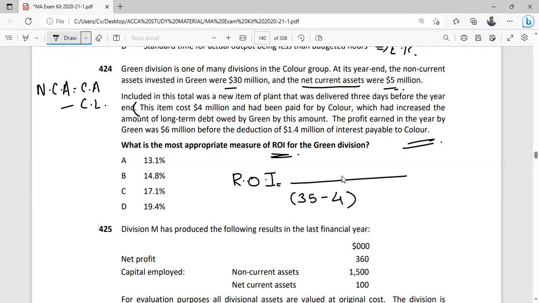And what is our profit? Profit before interest and tax is what? We have a profit of $6 million. So the 6 million is divided by 31 million into 100. We can calculate return on investment. So what is the return on investment? B is the right answer.